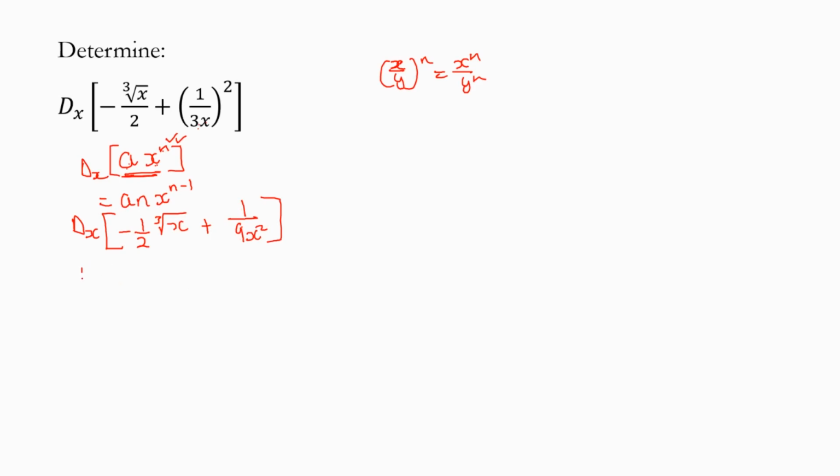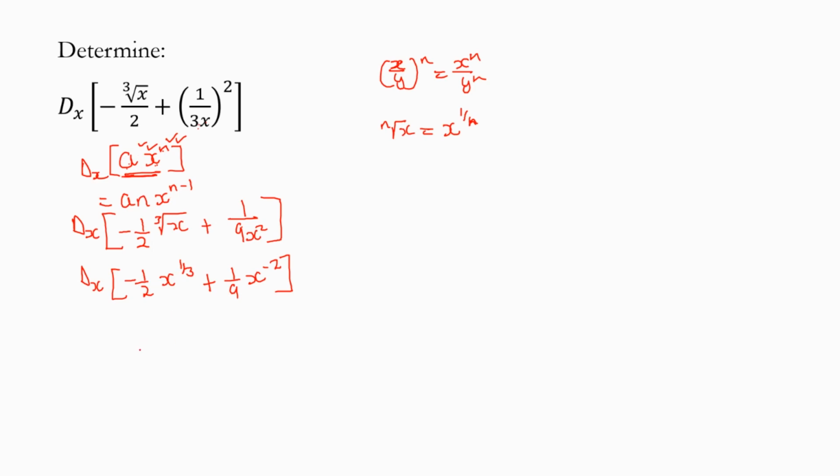So let's write that: dx, and then -1/2, and then let's write this as a power, which is x to the power 1/3. Remember that nth root of x is equal to x to the power 1/n. And then plus 1/9, then x to the power -2. You see that we have not derived yet. We're just changing from these other forms to this form that we talked about here.